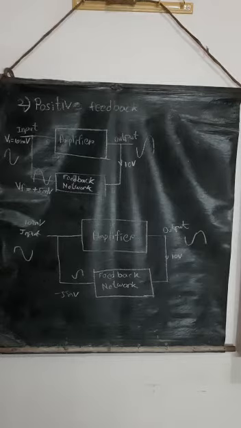The figure shows this action. Now Vin is the input to the amplifier. V1 is the initial signal. An amplifier with gain A, and the feedback factor is beta. Okay.